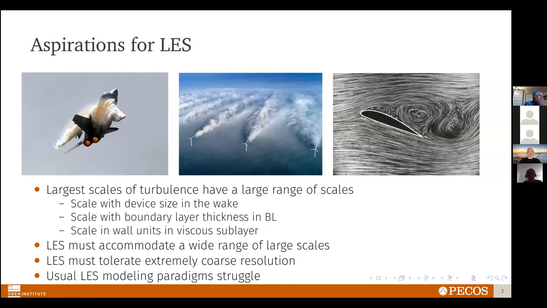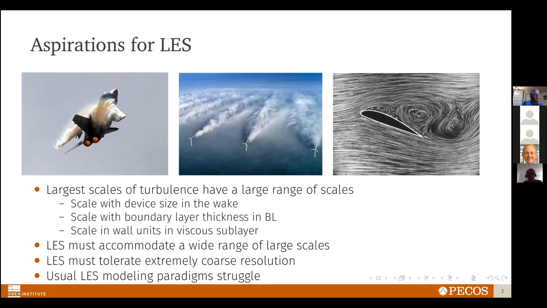And in addition to that, even for the largest scales of turbulence, for example with this wind farm situation, the volume in which we need to represent the turbulence is very large compared to even the largest scales of turbulence. So just practicality requires that we use quite coarse resolution. In other words, we want the LES to be as coarsely resolved as possible, and still give us reliable results.